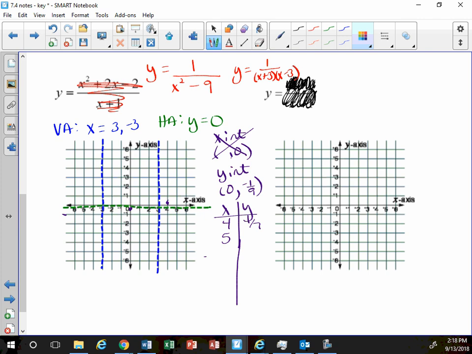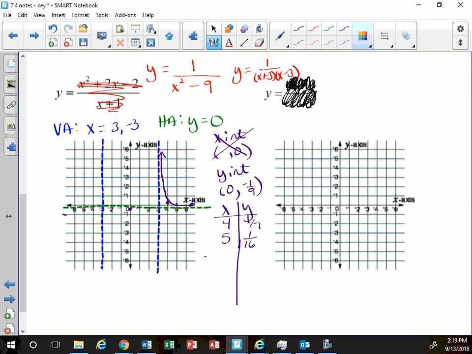Okay, what about when I plug a 5 in? So that's 25 minus 9. What is that? 16. Subtracting by 9 is really hard today, isn't it? A really small number is what that is, but it's positive, so I know it's up here. So what do you think that side of the graph is doing? I think it's really close. There you go.